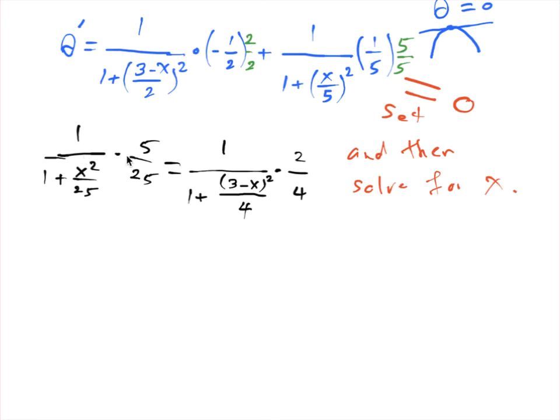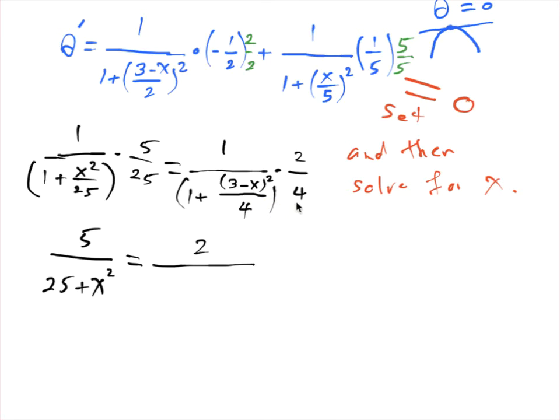Multiply two fractions: you multiply the numerators together, denominators together. So in the numerator, 1 times 5 is 5. In the denominator, you're multiplying 25 by all of that. So 25 times 1 is 25, plus 25 times x squared over 25 is just x squared. So this simplified it. And on the right, I have in the numerator 1 times 2 is 2. In the denominator, I have this quantity in parentheses times 4.